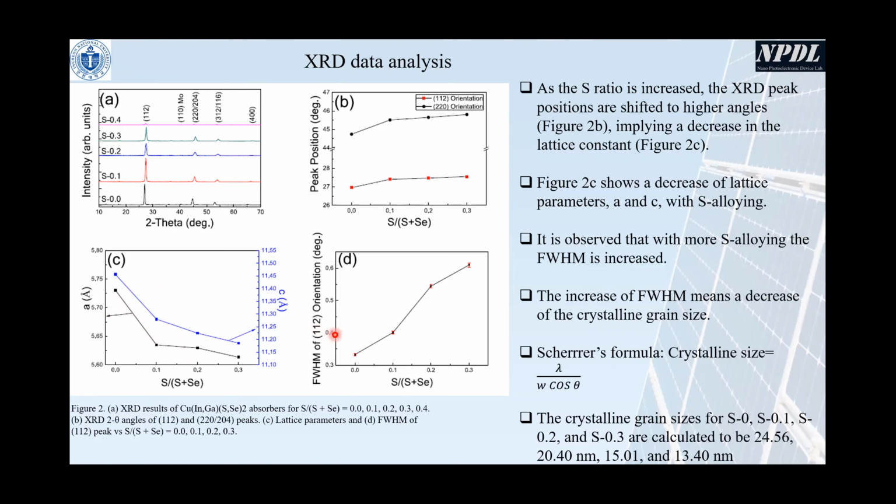And when we plot the full width at half maxima, it is observed that in the sulfur alloying case, the full width at half maxima is increased.